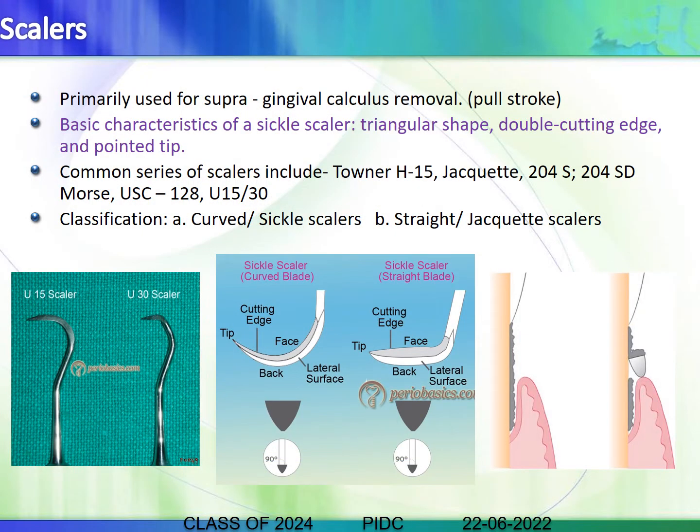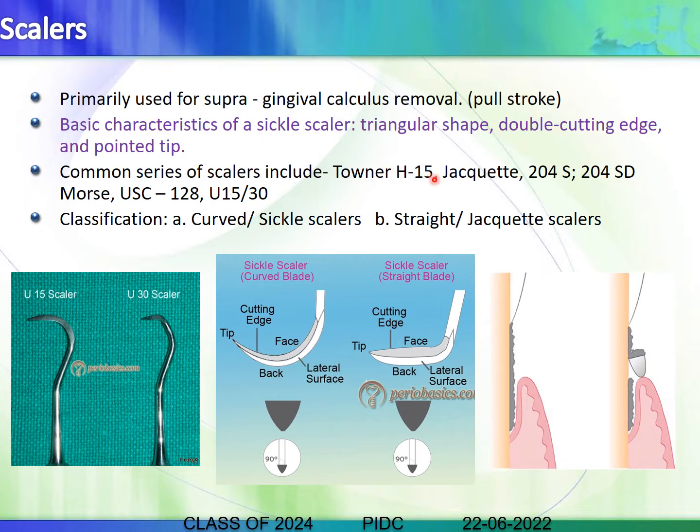So coming on to scalers, basically it's used for the supragingival calculus removal with the help of a pull stroke. Scalers generally have these three main characteristics. It has a triangular cross section, so you can see here. It has a double cutting edge. Both the lateral edges are cutting edges for it, and it has a pointed tip. So this is characteristic of every scaler.